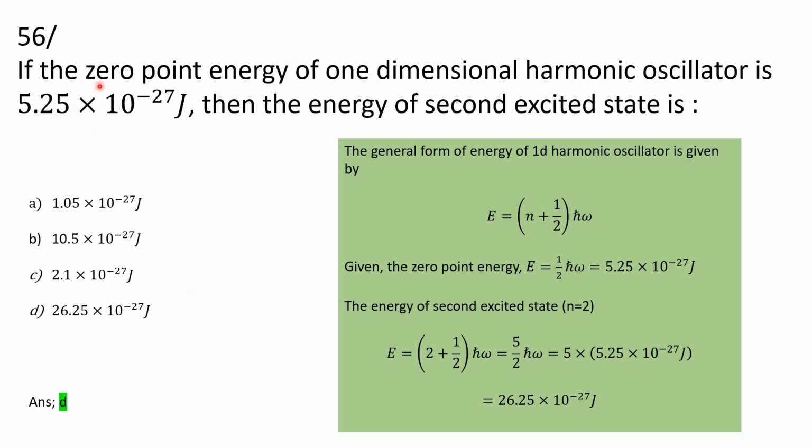Then, if the zero point energy of a one-dimensional harmonic oscillator is 5.25 into 10 to the power minus 27 joule, then the energy of the second excited state is. And here the options you can see. So let's jump to the solution directly. We know that the general form of the energy of a 1D harmonic oscillator is given by E is equal to (n plus half) h cross omega. And here it has been given that the zero point energy of the one-dimensional harmonic oscillator is 5.25 into 10 to the power minus 27 joule.